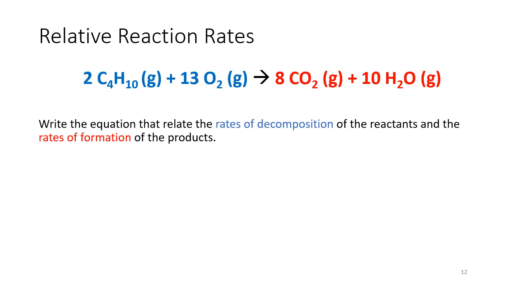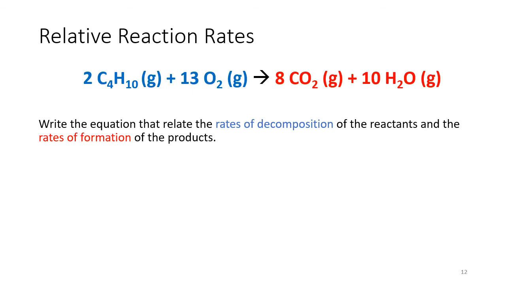In this example, we have a balanced equation representing the combustion of butane. Butane, or C4H10, is found in lighter fluid, and combustion means reaction with oxygen. The products of combustion of a hydrocarbon are going to be carbon dioxide and water. So we have 2 moles of butane reacts with 13 moles of oxygen to produce 8 moles of carbon dioxide and 10 moles of gaseous water. Can we write a full equation that relates the rates of decomposition of all of the reactants to the rates of production to all of the products?